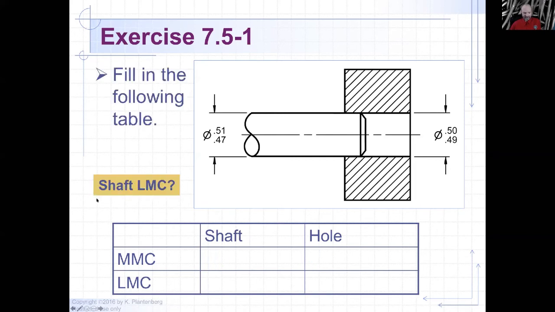So let's fill it in. So that's the answer to all of those when you fill it in. So the least material condition for the shaft is when the shaft is the thinnest. And the least material condition for the hole is when the hole is the biggest it can be. Okay.